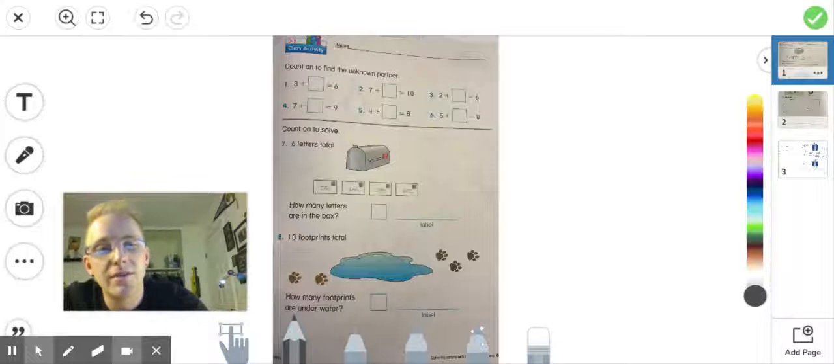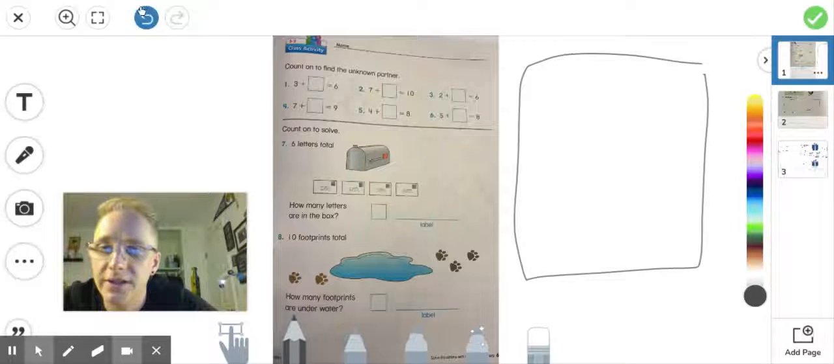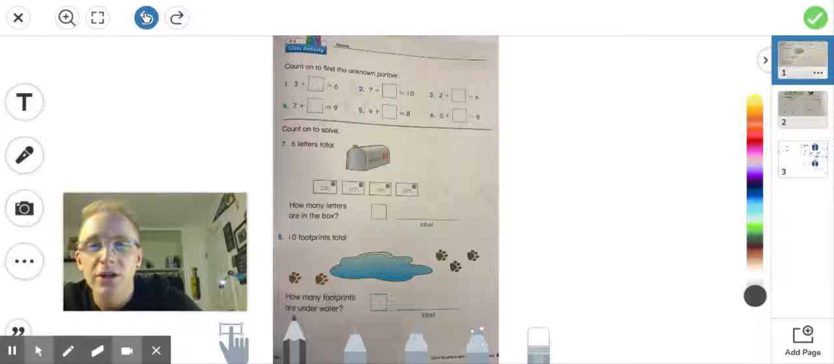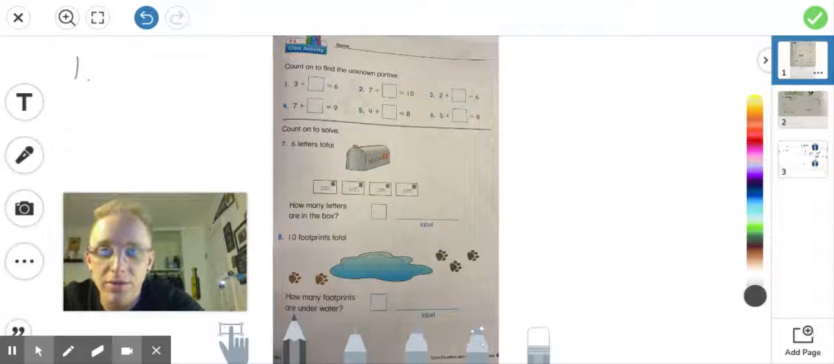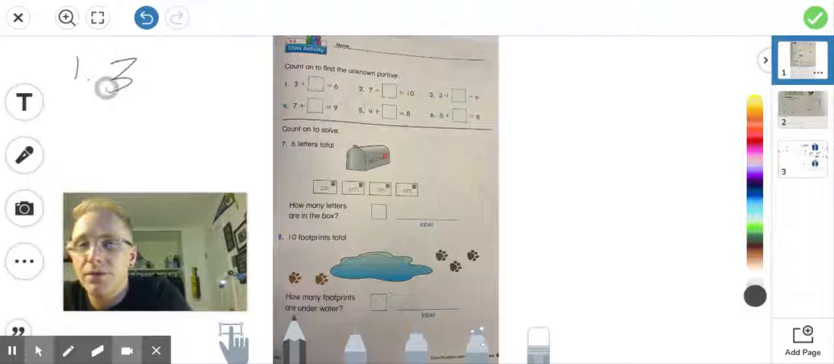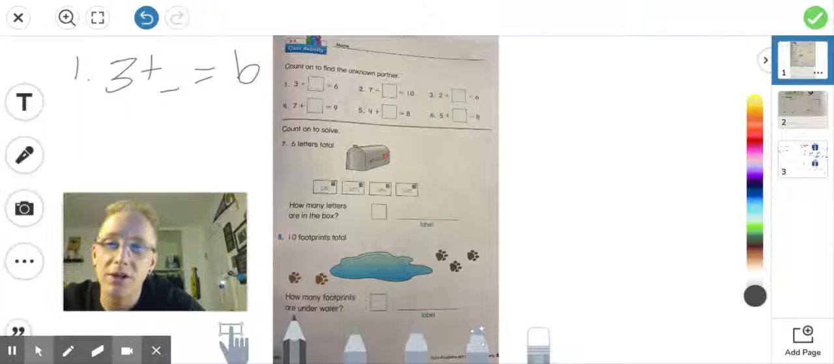Now you've got plenty of space on the side of your paper here, first grade friends. You can draw the equations. So I'm going to do number 1 right here on the side just as an example for us, okay? So I know that I have 3 plus blank equals 6. Well, I need to figure that out. So I'm going to draw my circles.